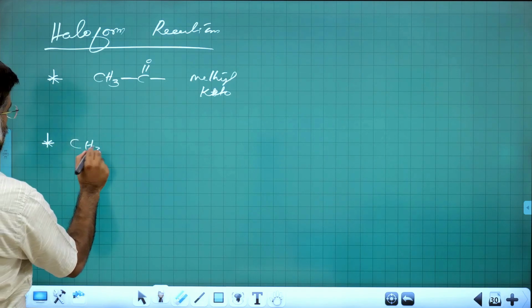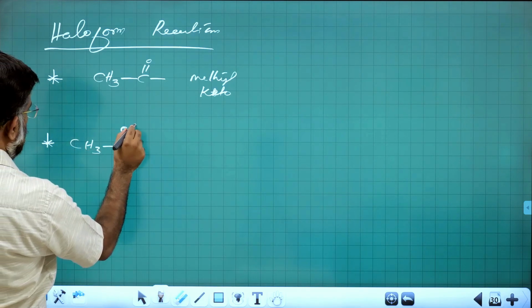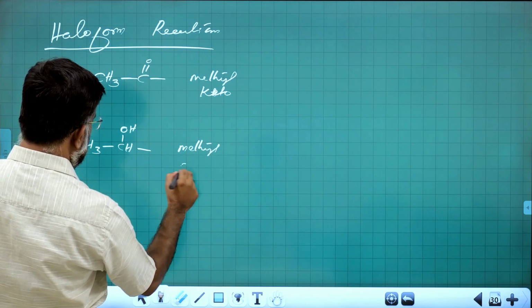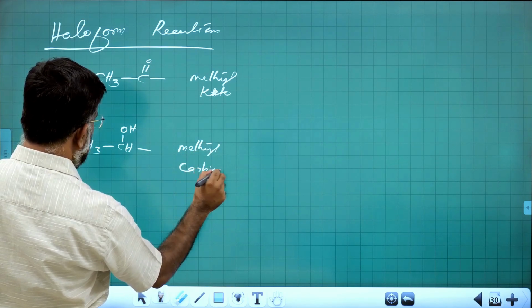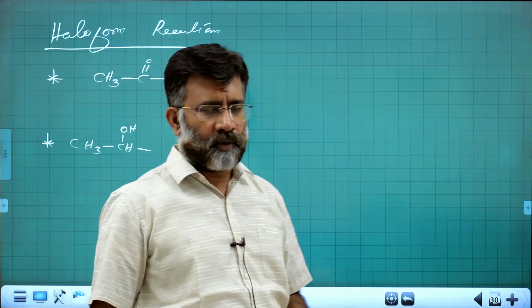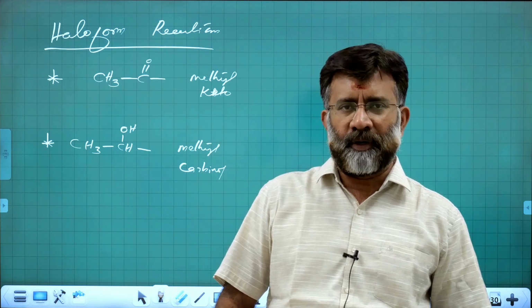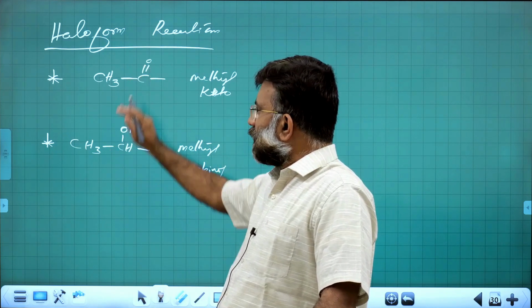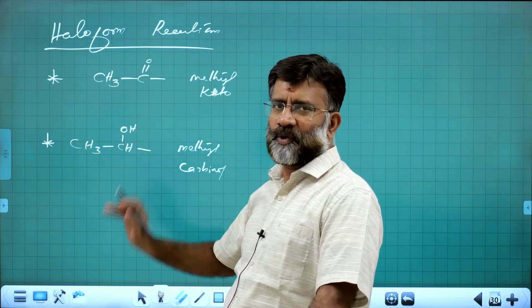Methyl carbinol group. This group is called a methyl carbinol group. So those molecules which contain a methyl keto group or methyl carbinol group. See, in fact, we need this, but this can be converted to this. Therefore, this is also possible.